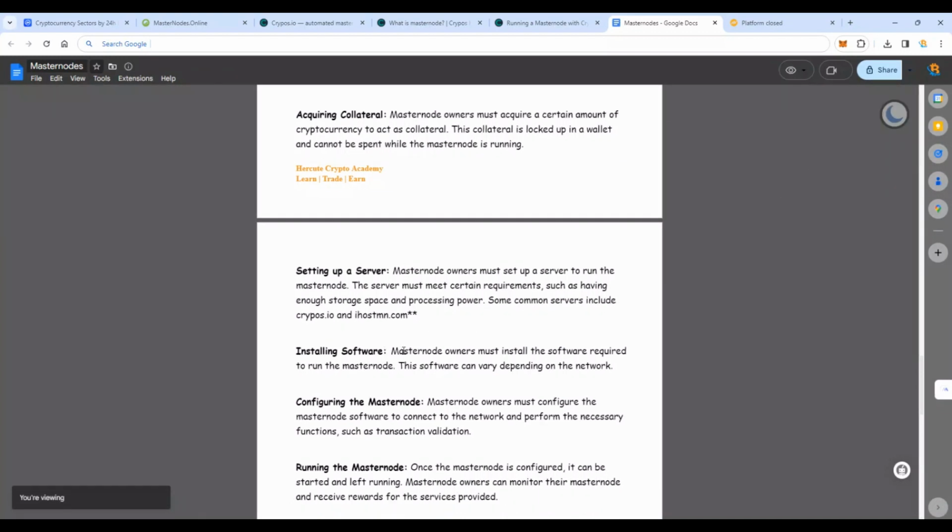Now, installing the software. Masternode owners must install the software required to run the masternode.